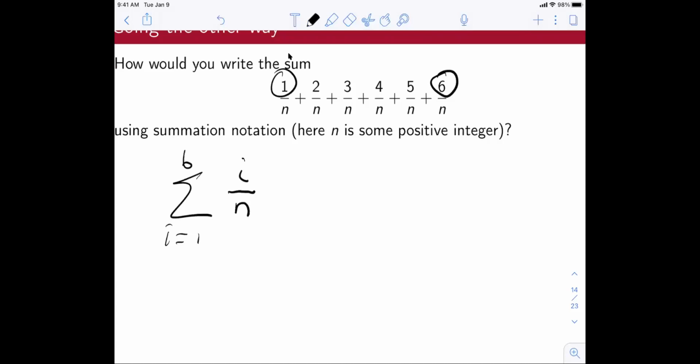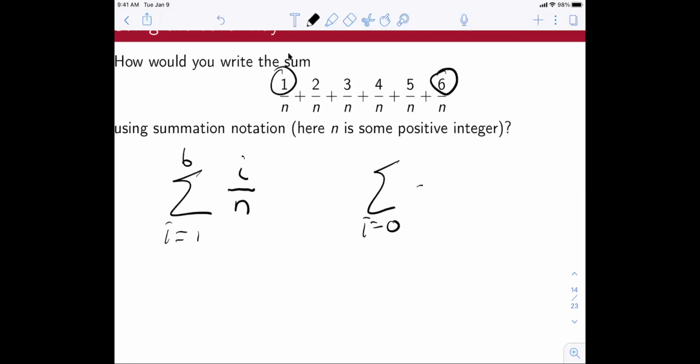Okay. Now, this is not the only way you could have written this out. I prefer to start my sums at i equals 1. Some people prefer to start their sums with i equals 0. Well, if we start our sum at i equals 0, the 1 over n is still not changing. It doesn't depend on i at all. We can just put that in there. But now what's the numerator going to be? When i equals 0, I want my first term to be 1. And then I'll increase i. When i is 1, I want my term to be 2. When i is 2, I want my term to be 3. i plus 1. i plus 1. Very good.